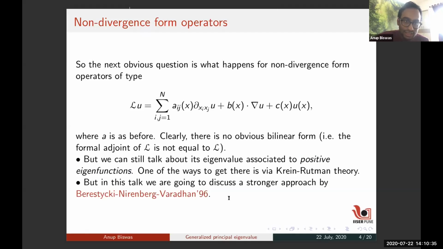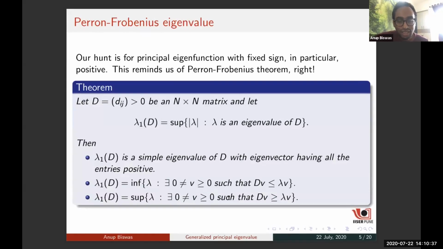Now something should come to your mind, because we are looking for eigenvalues with positive eigenfunctions. In the setting of matrices, this should remind you of positive eigenvectors, and that should remind you of the Perron-Frobenius theorem, right? What the Perron-Frobenius theorem says is that if you take a matrix D with entries D_ij, all of them being positive, then this lambda 1(D), which is known as the principal eigenvalue, is the supremum of this mod lambda.